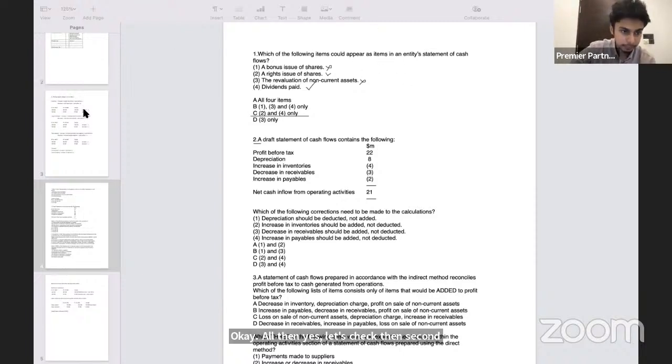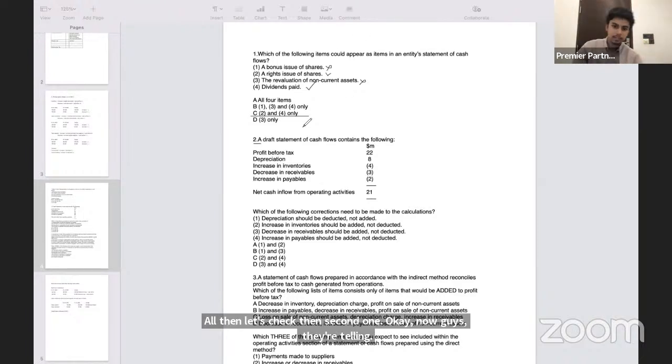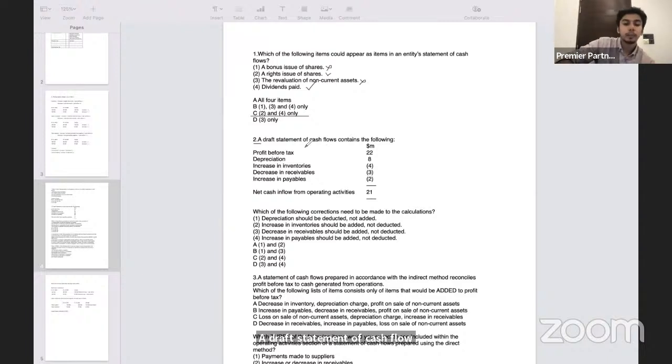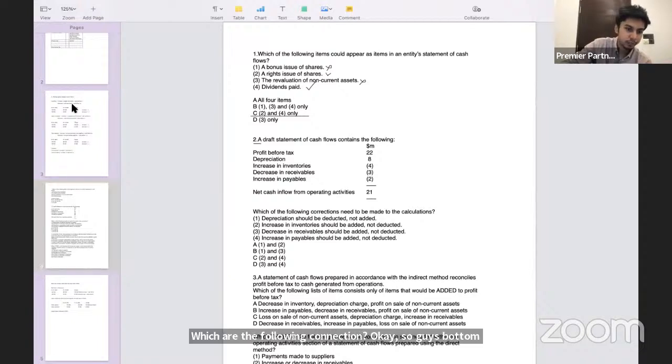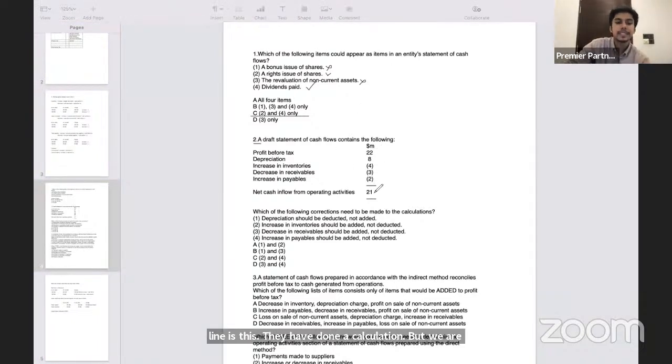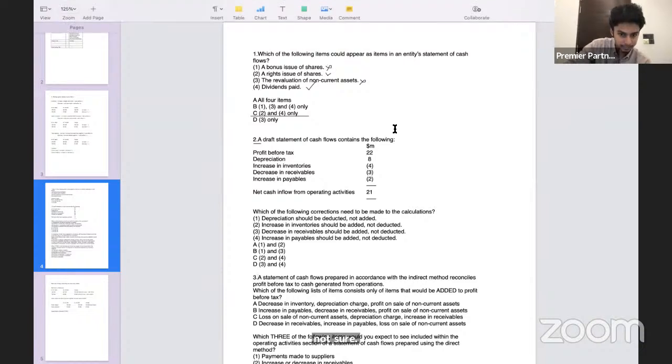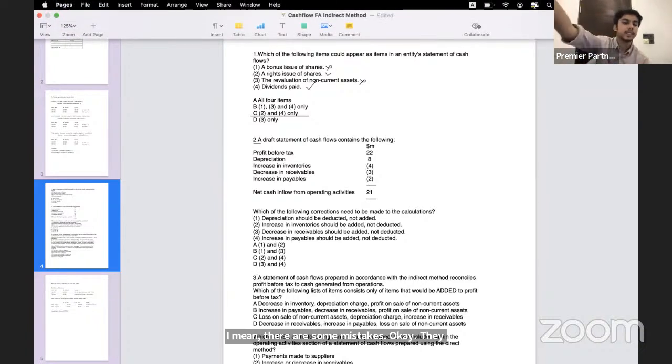Now guys, they are telling a draft statement of cash flow contains the following: profit before tax, depreciation they have added. Which of the following corrections? So guys, bottom line is this. They have done a calculation, but there are some mistakes. So now they are asking us to correct it.